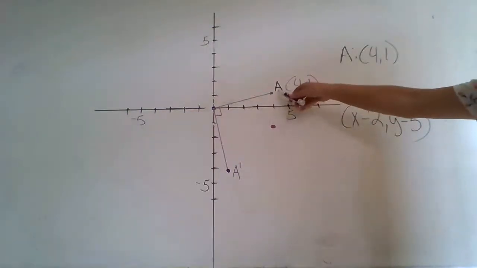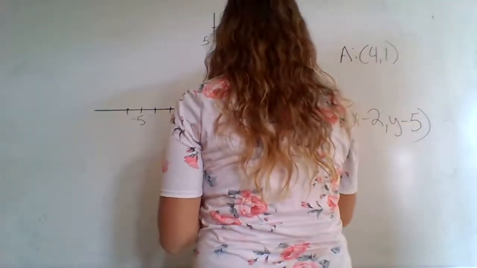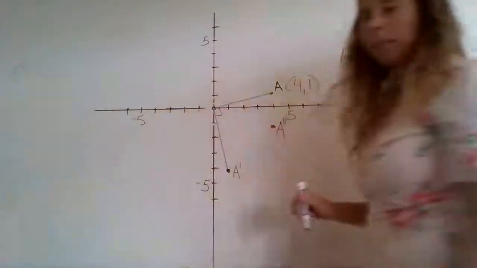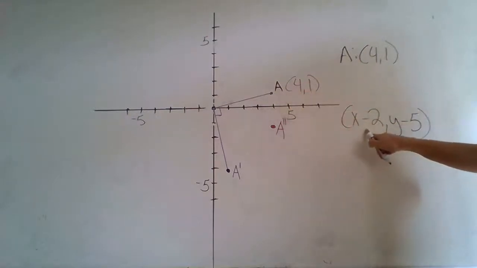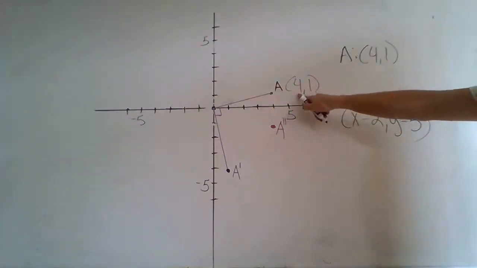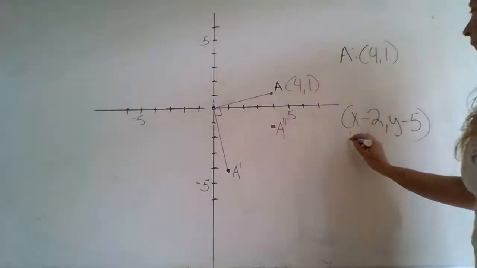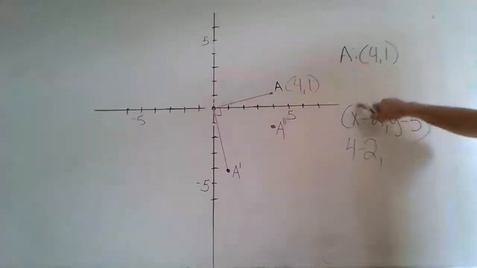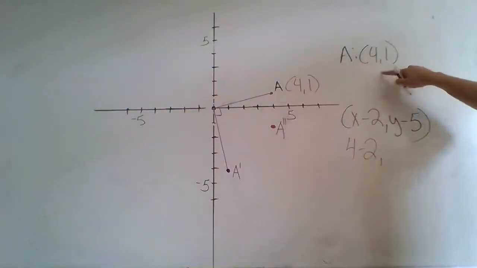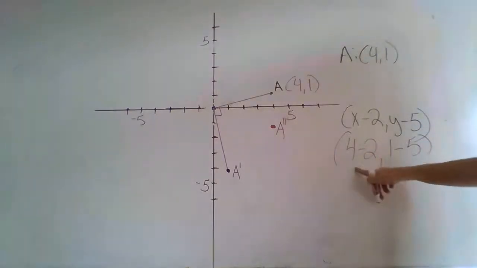We're dealing with point A. Oh, I didn't label this one. Sorry. There. So just do what it says. My point is 4, 1. So it's going to be 4 minus 2, that's what my x is. And then my y is 1 minus 5. Okay, so what is that new point?